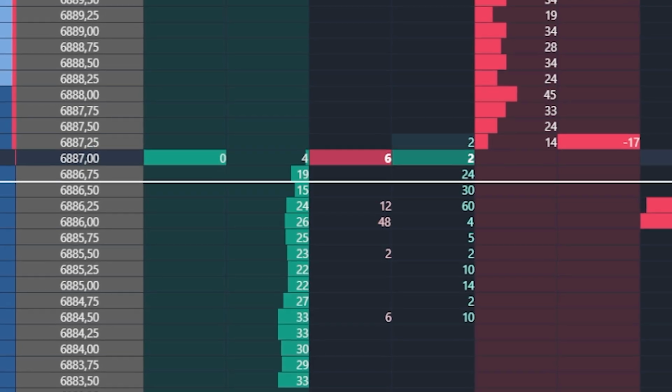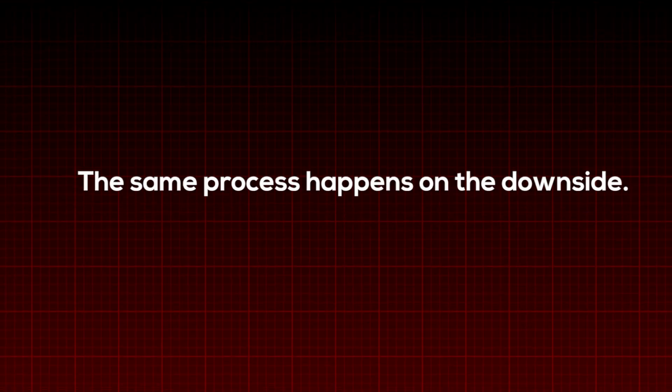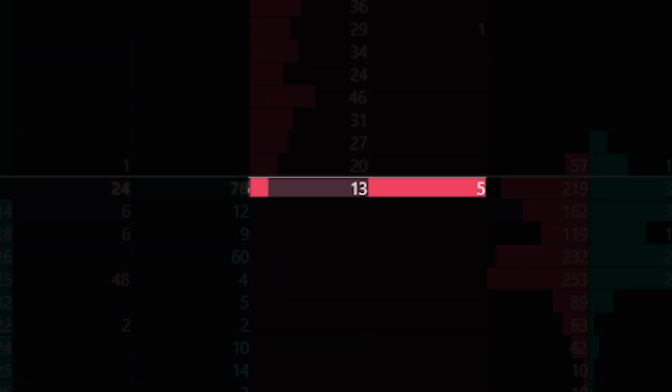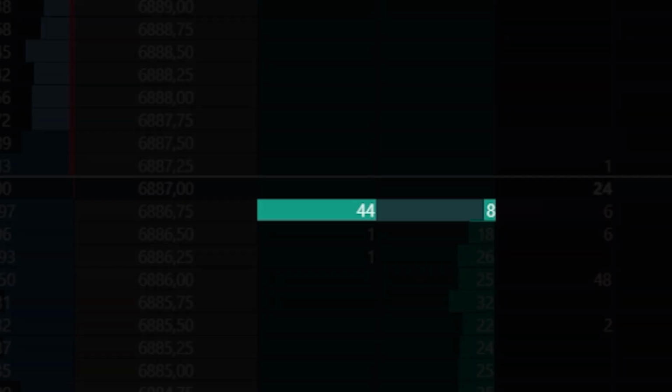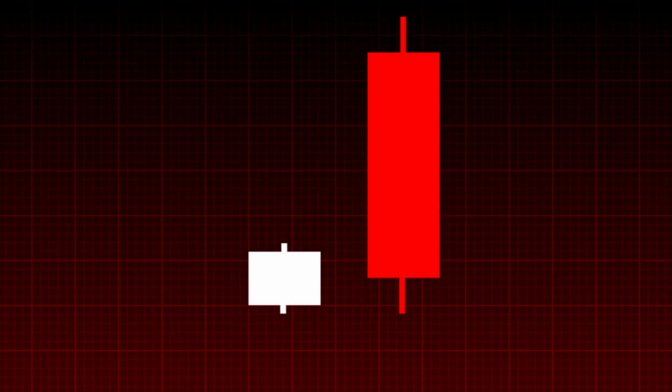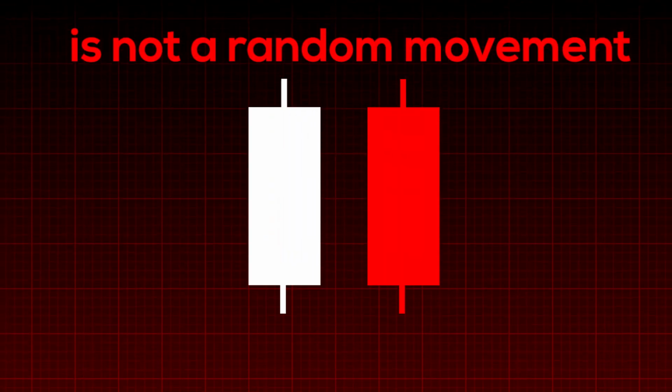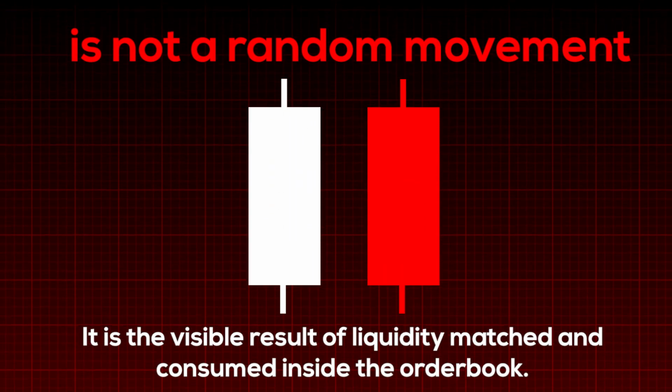Liquidity is removed level by level inside the order book. The same process happens on the downside. When aggressive sellers hit the bid with market sell orders, the matching engine executes against the highest available bid. If that liquidity is exhausted, price moves lower to the next bid level. So what you see as a candle moving higher or lower is not random movement. It is the visible result of liquidity being matched and consumed inside the order book.